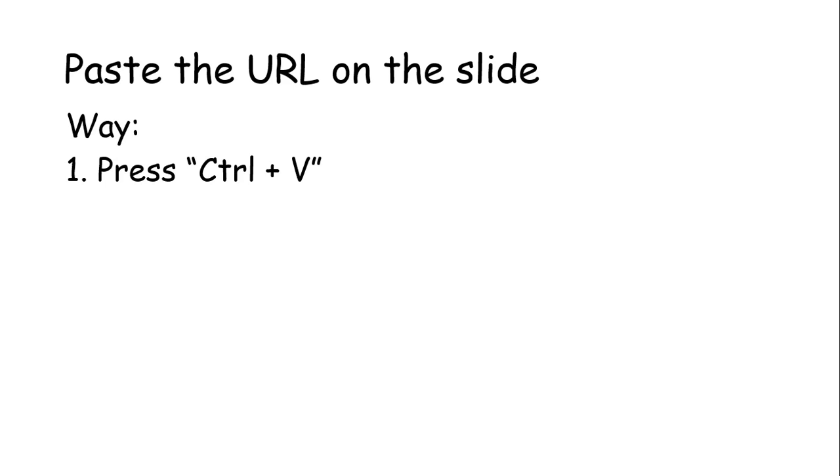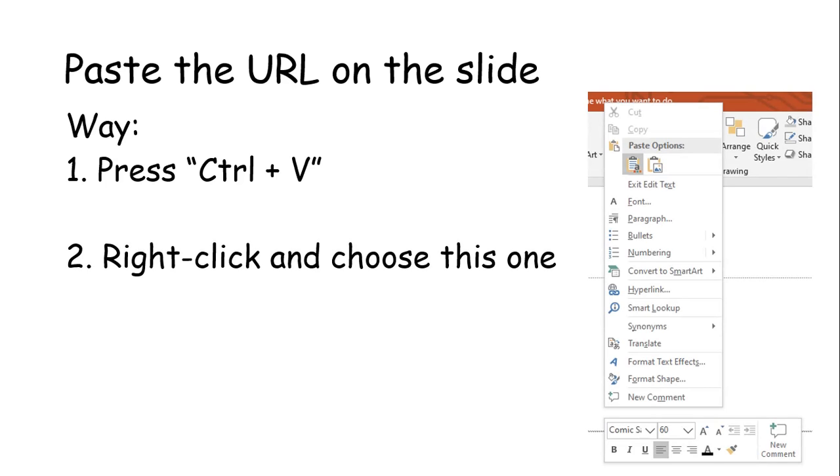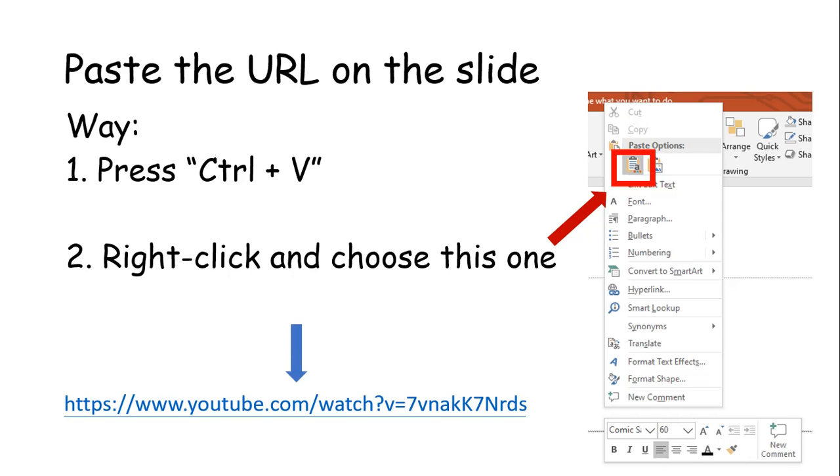Okay, now we come back to PowerPoint. There are two ways for you to paste the URL on the slide. One way is to press Ctrl and V. Another way is to right-click on the slide and left-click on this icon. Then you will see the URL on your slide.